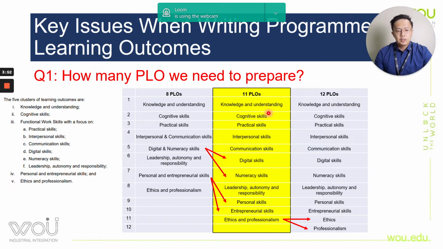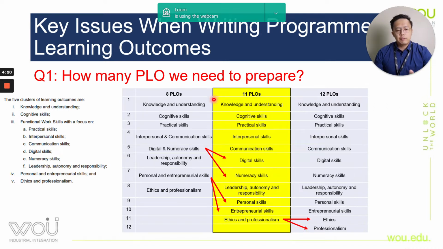For those who are using 11 PLO, they further break down the digital and numeracy skill into digital skill as one component, and numerical skill as another component, rather than combining them. Then for personal and entrepreneurship, they do the same thing. They break down personal to be one skill, and entrepreneurship to be another skill. Some institutions do practice 12 PLO, where they further break down ethics and professionalism into 2 separate categories.